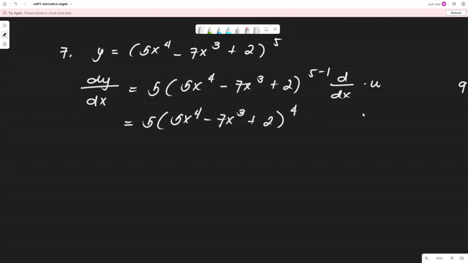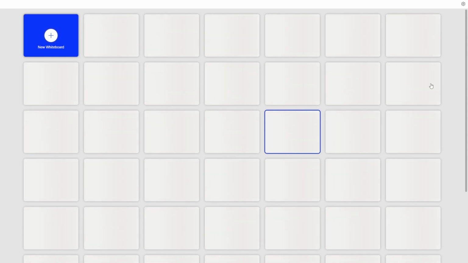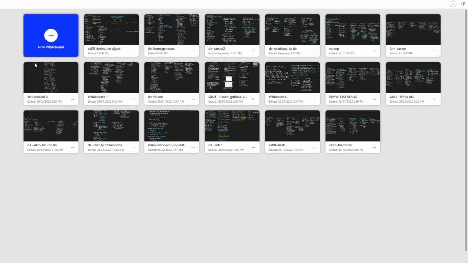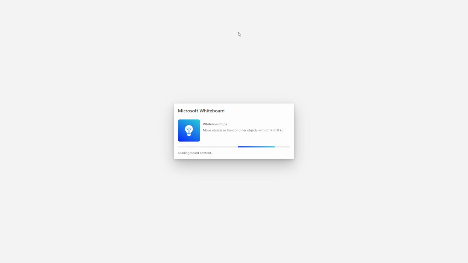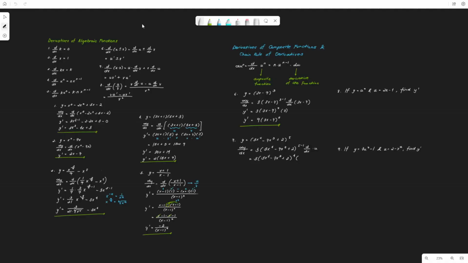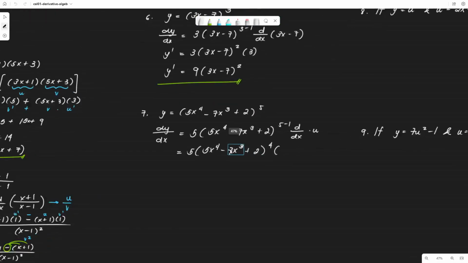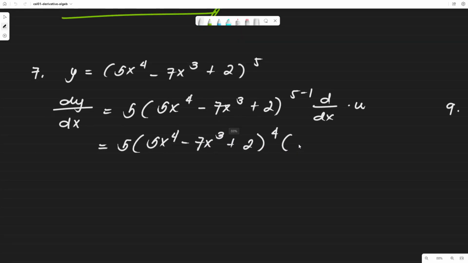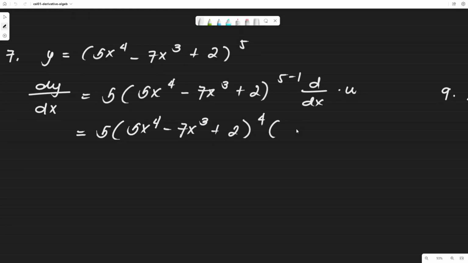Now, the derivative of 5x raised to 4 minus 7x cubed plus 2. We have the derivative of 5x raised to 4, that is 20x cubed. I presume you already know why it became 20. That is 5 times 4 times x raised to 4 minus 1. Then we have minus 21x squared.